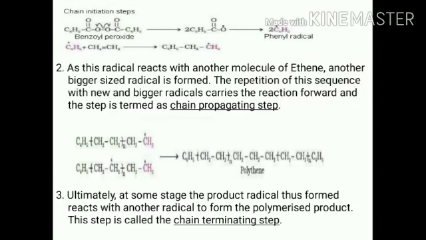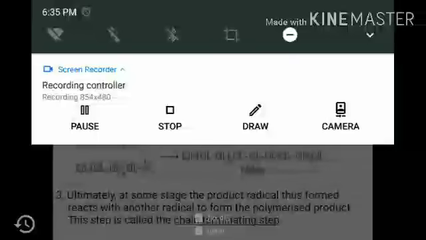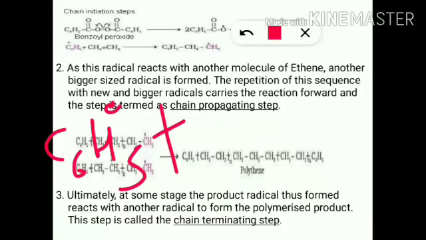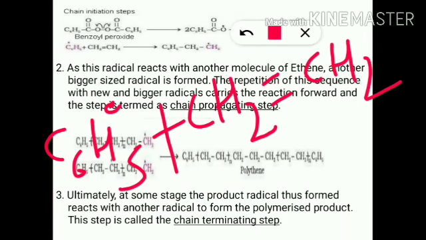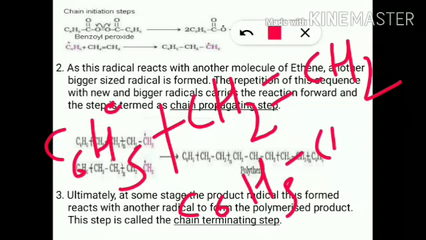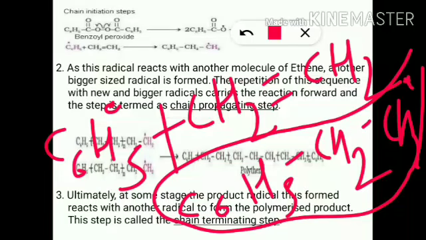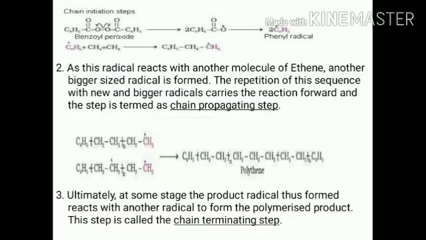These phenyl free radicals combine with ethene molecules. The phenyl free radical, C6H5, combines with ethene, CH2=CH2, so it gives C6H5-CH2-CH2 with a free radical. This is the monomer unit added. This is called the chain initiation process. Now the chain propagation step.